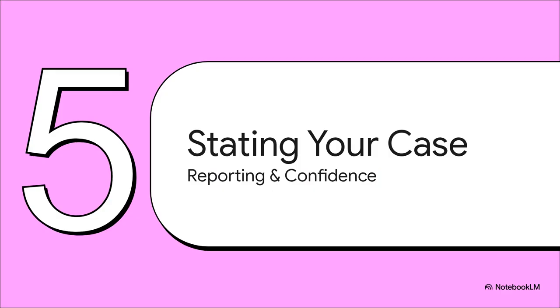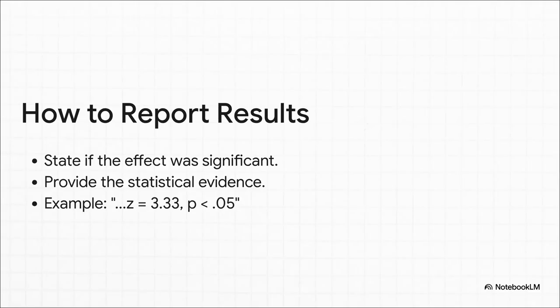Great, we have a significant result. But how do we talk about it professionally? And just how certain are we about that effect? In a research paper, you report your findings in a clear, standardized way. You state the conclusion, and then you provide the proof. That P stands for probability, and P is less than 0.05 is the scientific shorthand for saying the probability of our result being a random fluke is less than 5%. It's the gold standard for statistical significance.